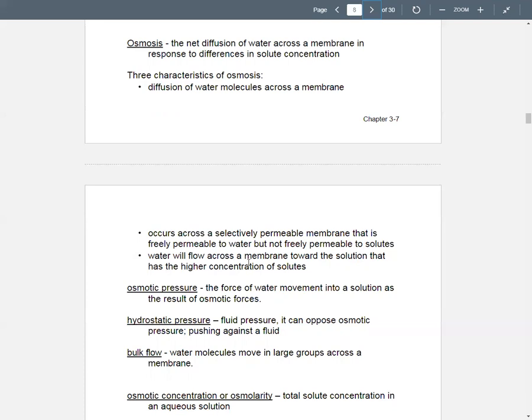Water is going to flow across the membrane toward the solution that has a higher concentration of solute. Well, wait a minute, Dr. Edwards. I thought you said diffusion is movement from a high concentration to a low concentration. We're talking about the water, okay? So if the concentration of solute is high, the concentration of water is low. So the water is going to flow toward the high concentration of solute.